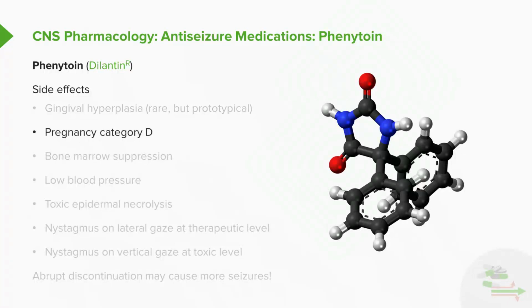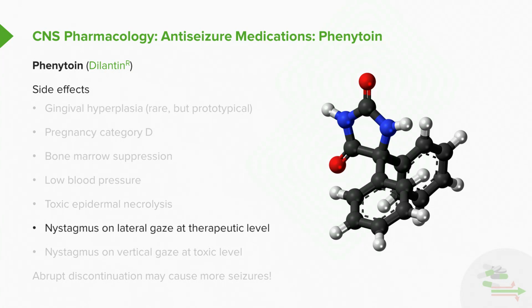Remember that it is a category D drug, and remember that it can also cause bone marrow suppression. It can also cause a drop in your blood pressure. One of the more feared side effects of this medication is TEN, or toxic epidermal necrolysis.